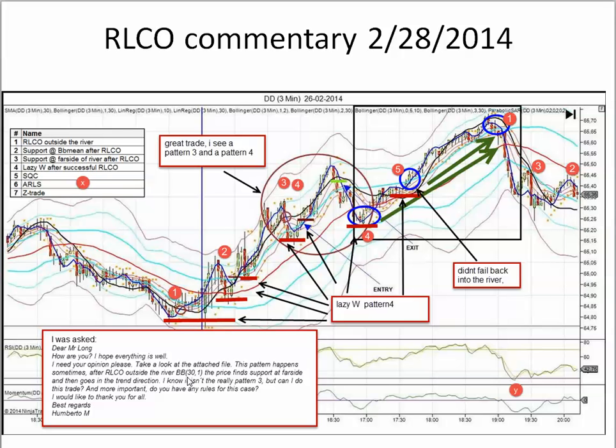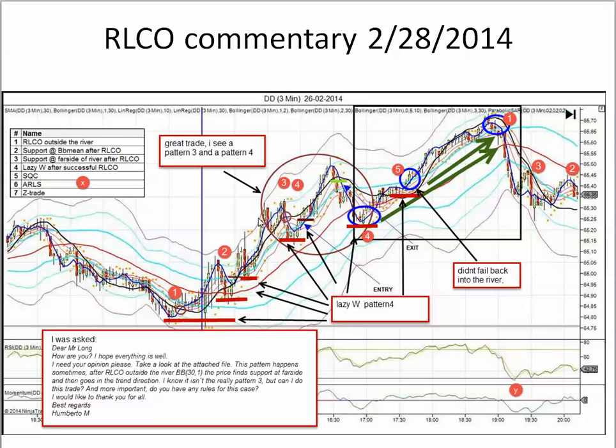regression line crossover outside the river using Bollinger Band 30 and plus or minus 1. And the price finds support at the far side and then continues on to go in the trend direction. I know this isn't really pattern 3, but can I do this trade? And more importantly, do I have any rules for this case? Thanks for all you do. Best regards, Umberto. Thank you for the kind words, and thanks for asking a very good question.